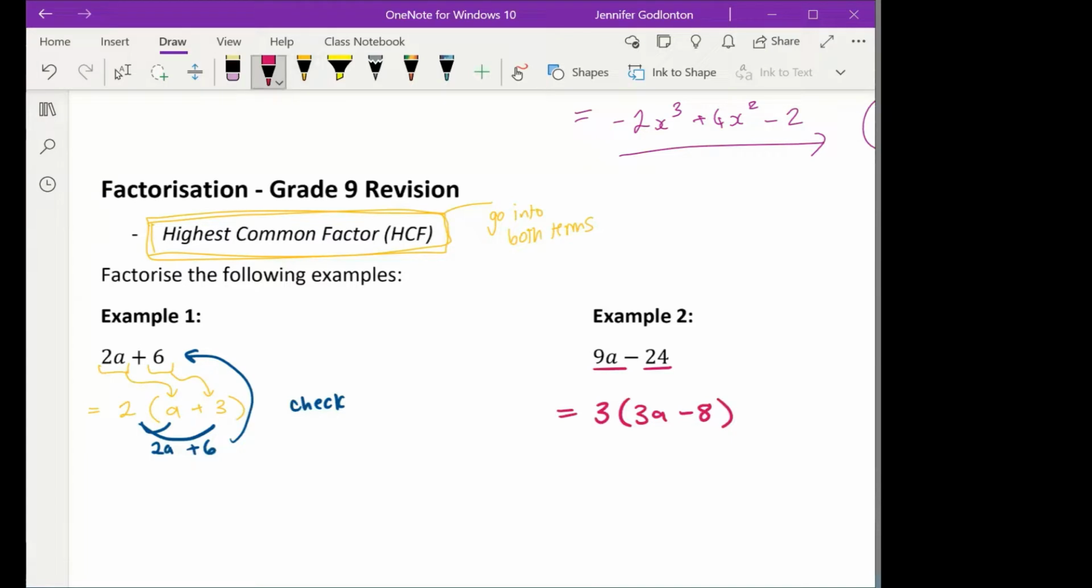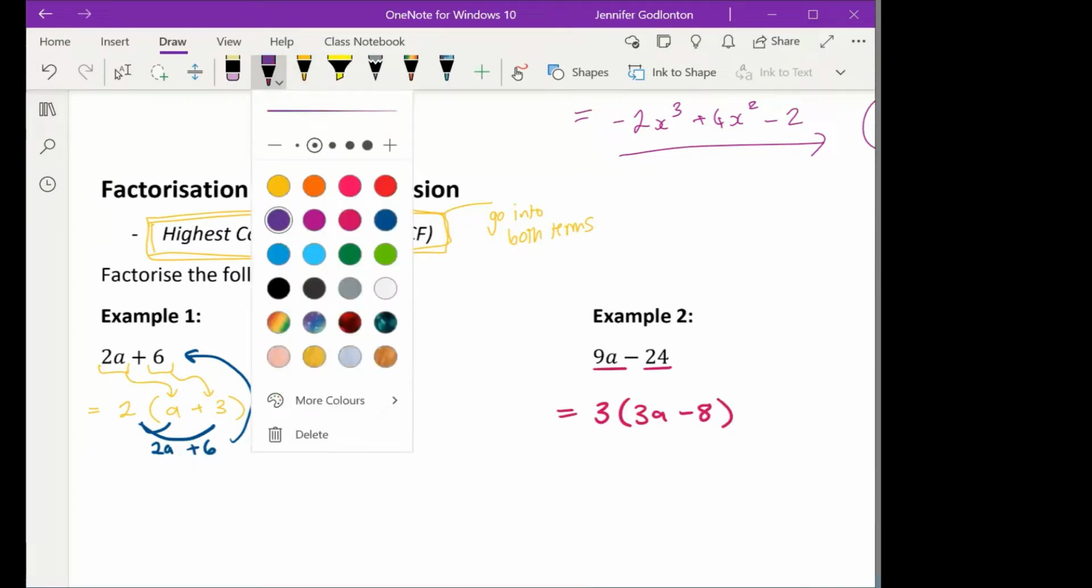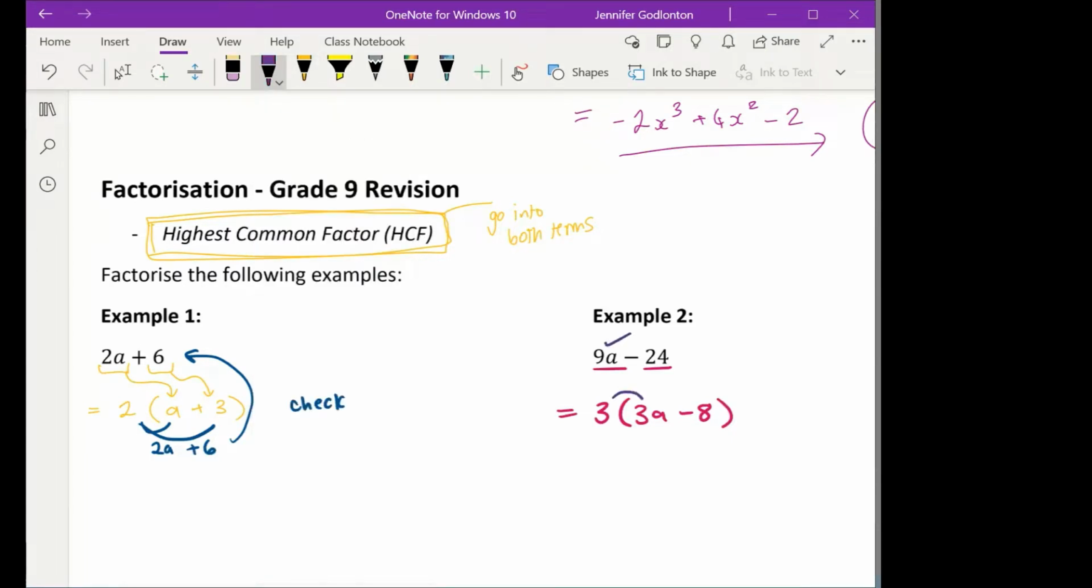Remember, if we're wanting to check our answers, we absolutely can. We can say 3 times 3a, which gives us 9a, 3 times negative 8, which gives us negative 24.